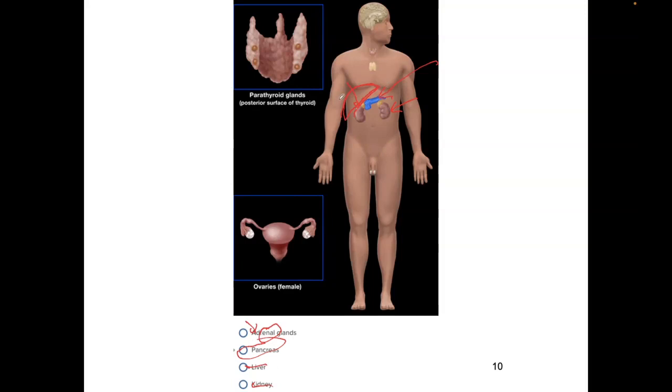That's the pancreas. Here, in the throat, that's your thyroid in the front. And if we look at it from the back, which is posterior, means the backside, we could see these four things. Those four things are called the parathyroid. And then here, these are the ovaries in the female. This is the uterus. These are the fallopian tubes. And those are the ovaries.